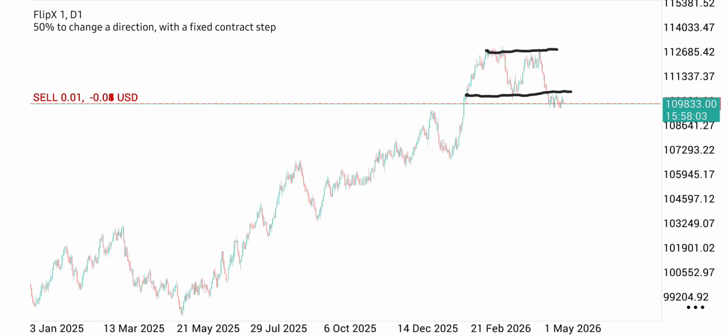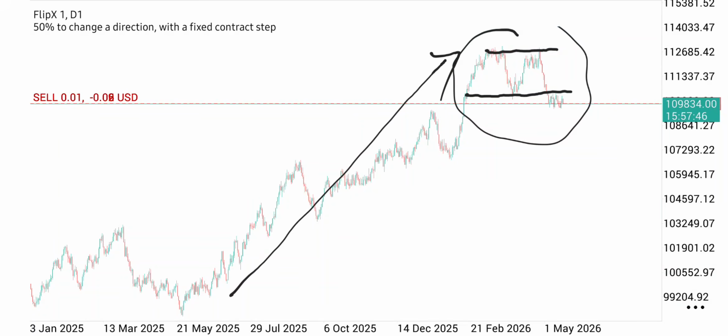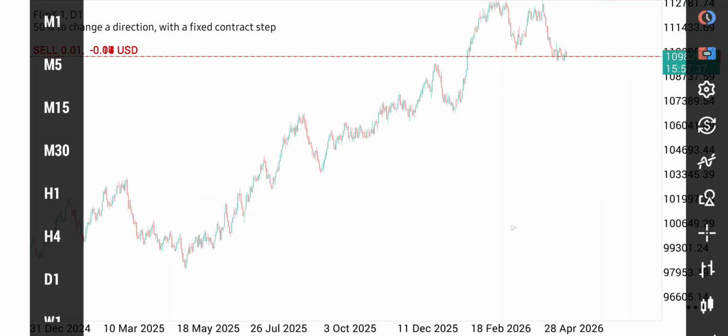So now we know that we have this double top here. This double top exposes the weakness of the buyers in this bullish market. So how do we trade this one? First, let's connect our trend lines, guys.